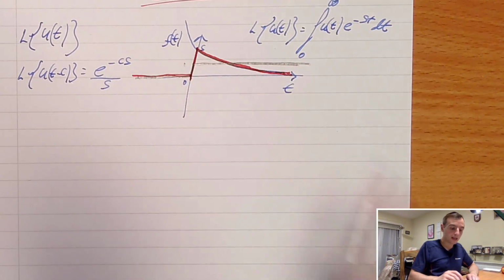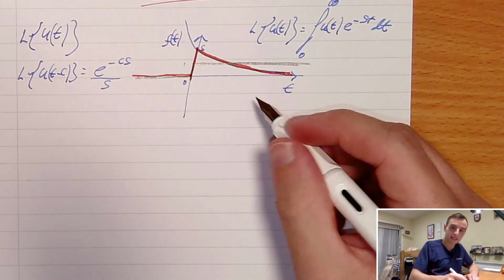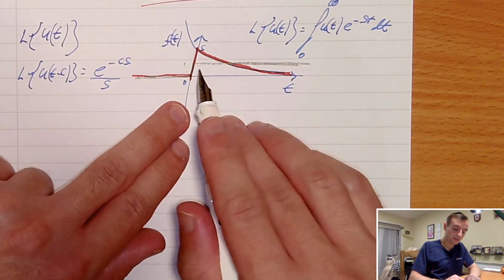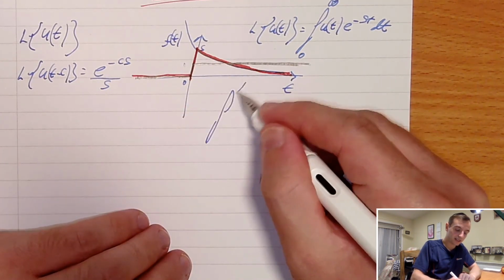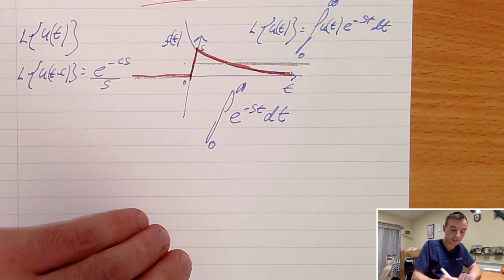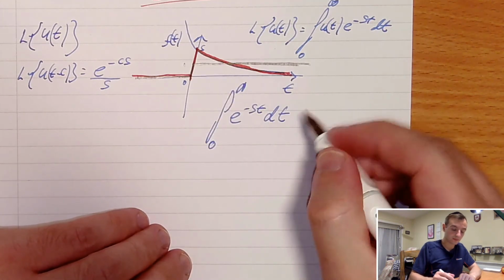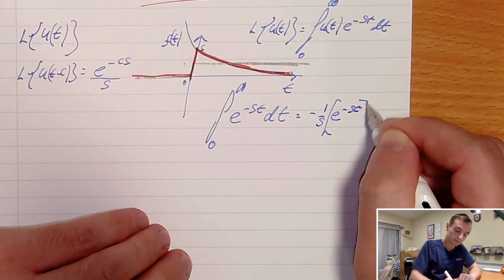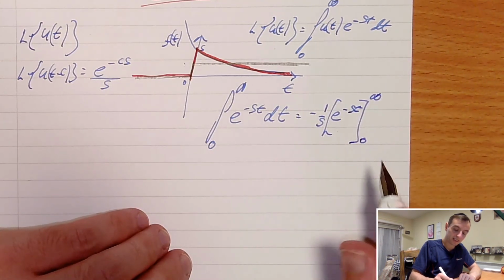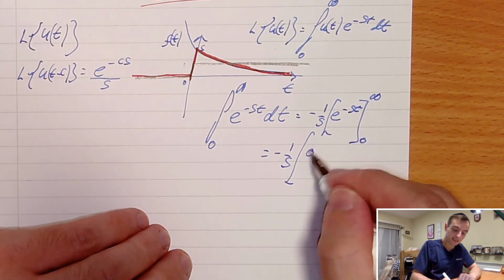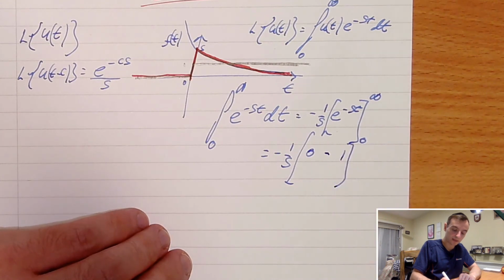We can see that the integral between infinity and 0 of the product of those two functions is just the semi-infinite integral between positive infinity and 0 of e to the minus st dt, which equals minus 1 on s, e to the minus st, evaluated between infinity and 0. That equals minus 1 on s, e to the minus infinity, which is 0, minus e to the 0, which is 1, which equals 1 on s.